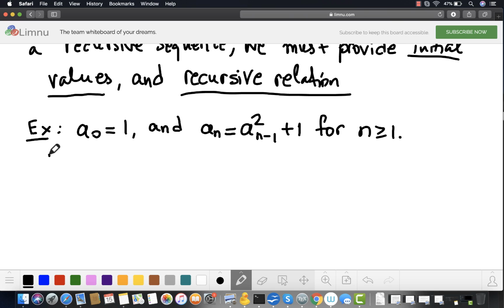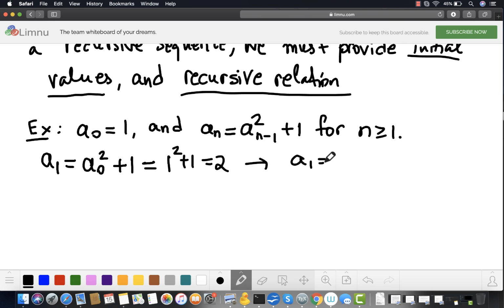We have a sub 0 equals 1. That's the first term by definition. A sub 1, in other words, the term corresponding to the index 1, is defined to be a sub 0 squared plus 1. What I wrote down here is simply applying this formula in the particular case when n equals 1. So we get a sub 1 equals a sub 1 minus 1, which is a sub 0, squared plus 1. Well, that tells us how to find a1, because I just plug in a sub 0 equals 1 into this relation, so I get 1 squared plus 1, that gives me 2. So a1 is 2.